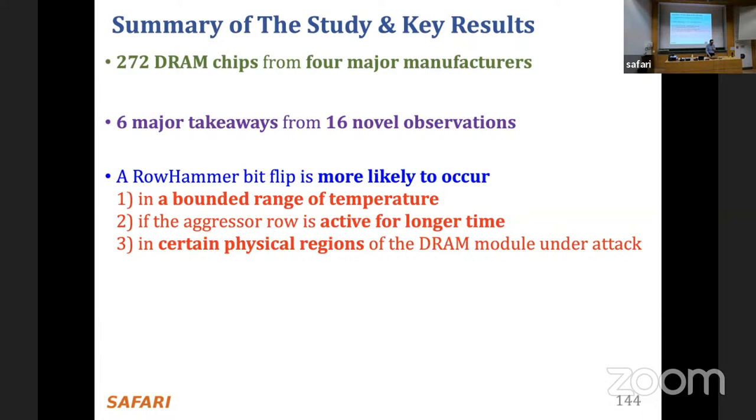The second is, if the aggressor row is kept active for a longer time, as opposed to keeping it active only the minimum amount of time that is specified by the standard, basically, as opposed to activating things at the highest possible frequency, you just leave the aggressor row active for a little bit more time. That actually leads to more bit flips, as we will see. And also in certain physical regions of the DRAM module, you get a lot more bit flips. So these can be used by the attacker and the defender, as I said. Let's take a look at a couple of these.